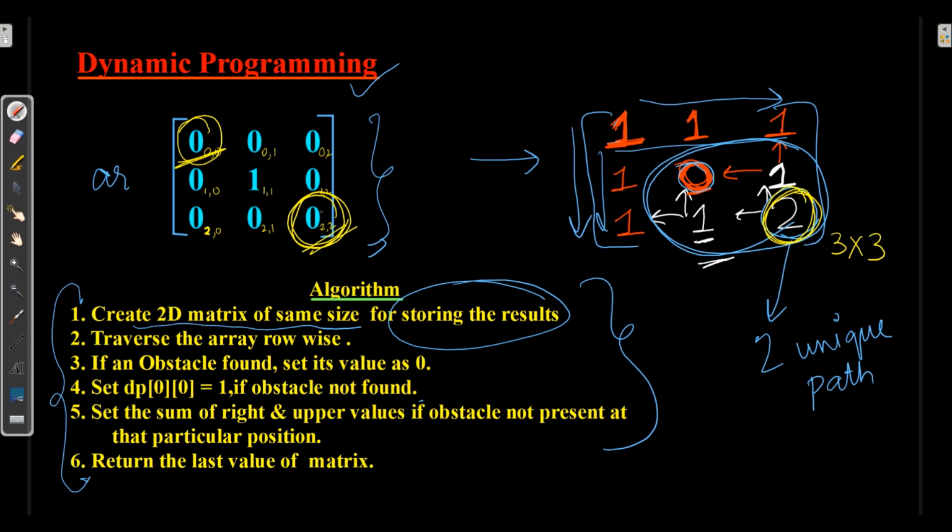So this is how we can calculate unique paths with the help of recursion and dynamic programming. So hopefully you understood this topic.